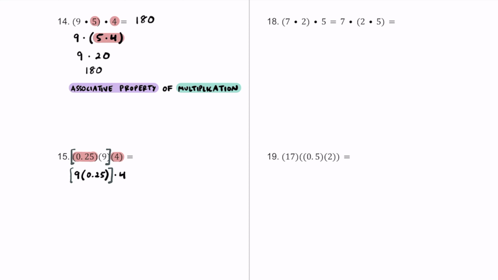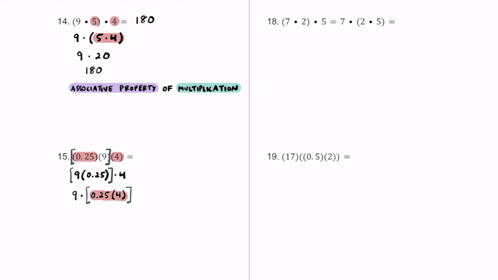Now, what if we want to go ahead and multiply that 0.25 times 4? Well, that 9 is then going to have to be left on the outside, and we're going to change the grouping here. So it's going to be that 0.25 multiplied by 4. So the 4 is now inside the grouping symbol here.